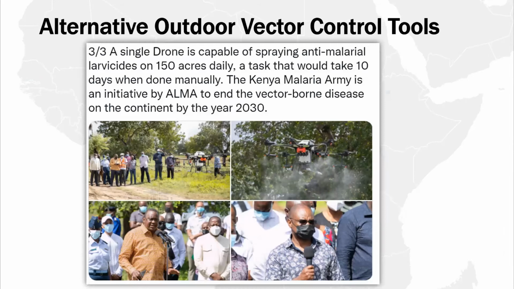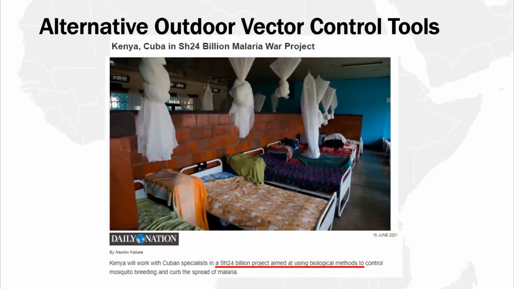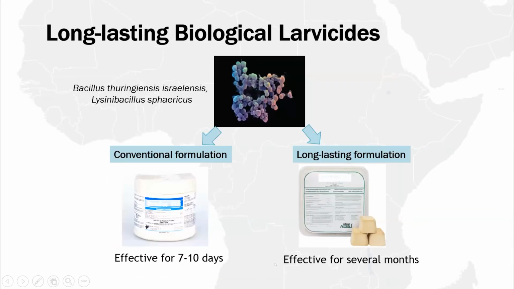Now, let us look at alternative outdoor vector control tools. Now that for sure we are seeing there are so many activities of mosquitoes out there. This picture is displaying the Kenya Malaria Army initiated by the ALMA. And here is the Kenyan president initiating larviciding activities within the Kenyan coast for larval control. And look at this. This is the amount of money that is being pumped into this particular project. It means there's a lot of attention for biological methods to be used in vector control.